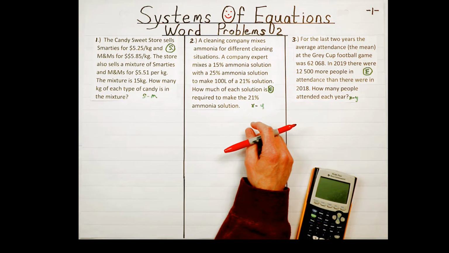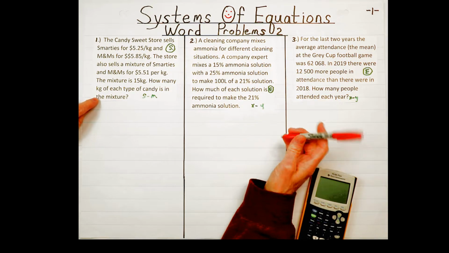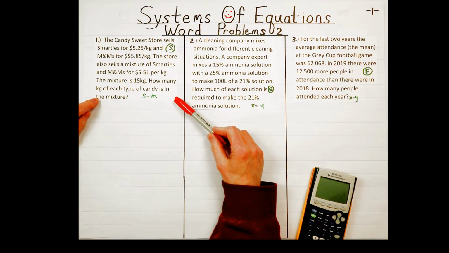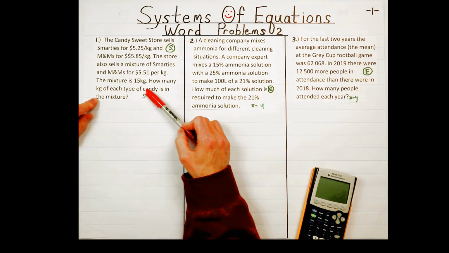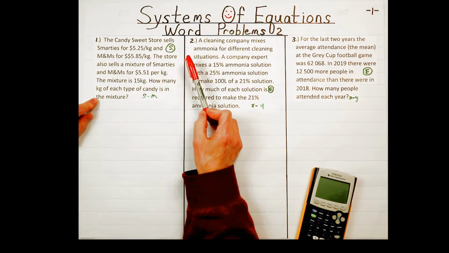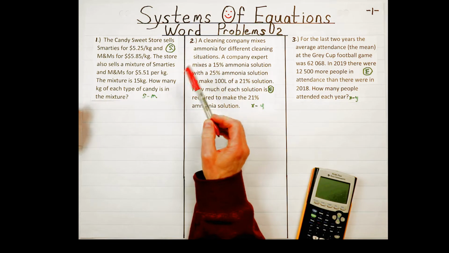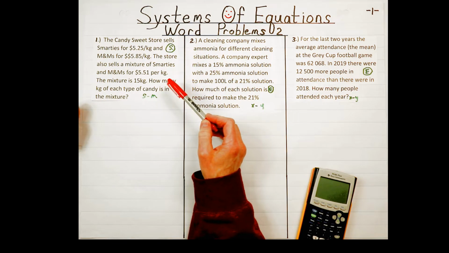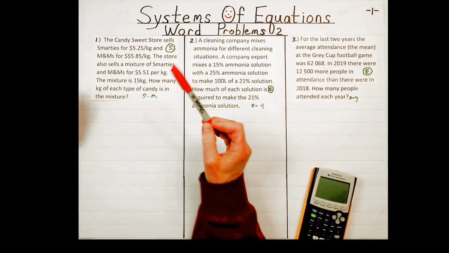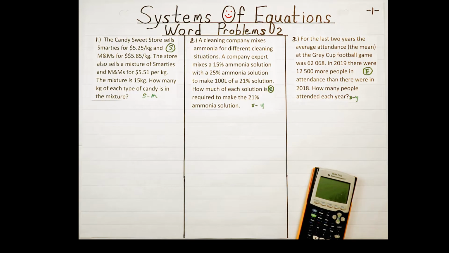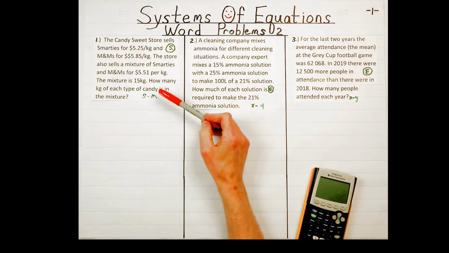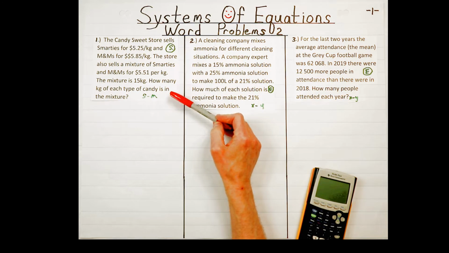Now, the last lesson, the question that we talked about at the end of the lesson was this one: the candy sweet store. And I promised that I would do this one first because it's a little bit tricky and I wanted to make sure you knew how to do it. If you recall, this was number 9 in the practice questions from the last lesson.